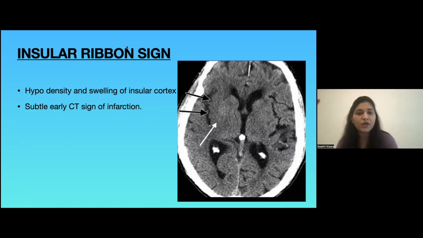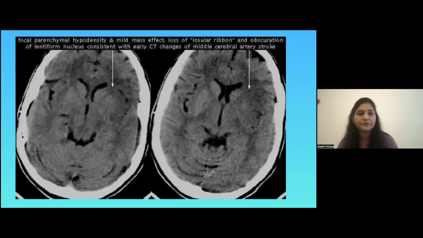So what is insular ribbon sign? Insular ribbon sign is the hypodensity and swelling of the insular cortex. Insular cortex is the cortex that is adjacent to the sylvian fissure. The normal insular cortex is hyperdense, but in stroke, the density decreases and it appears hypodense. So it is a subtle early CT sign of infarction.